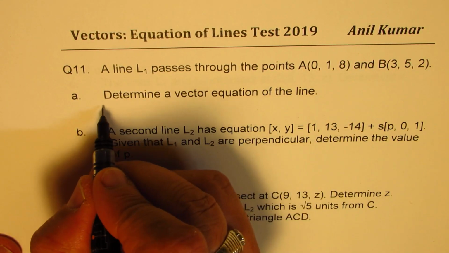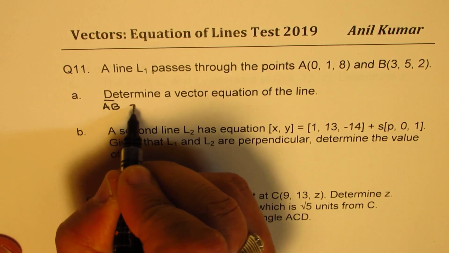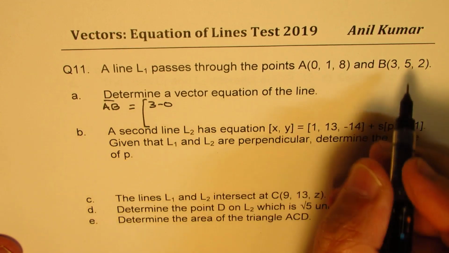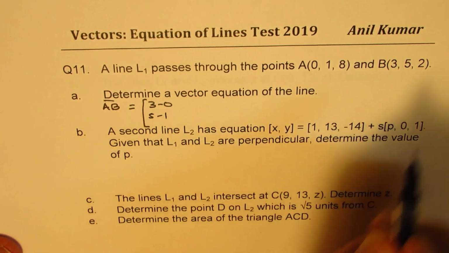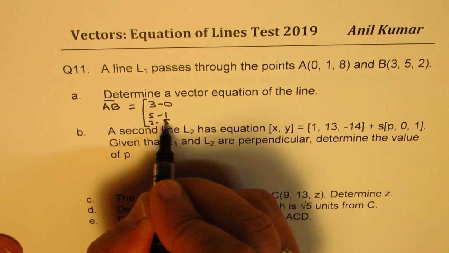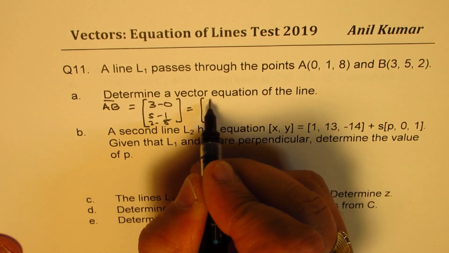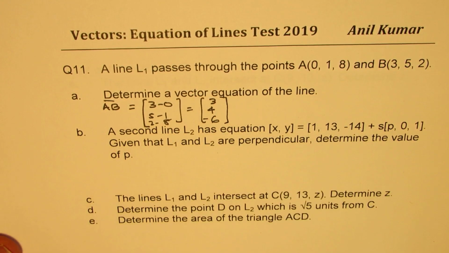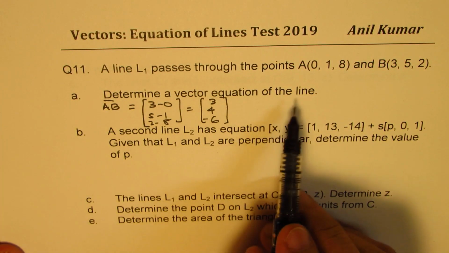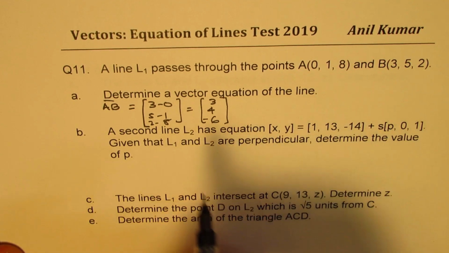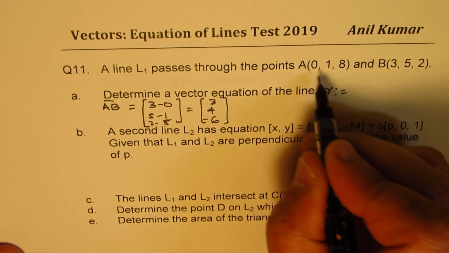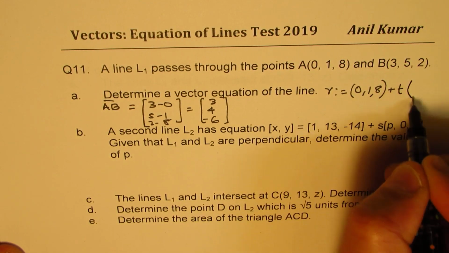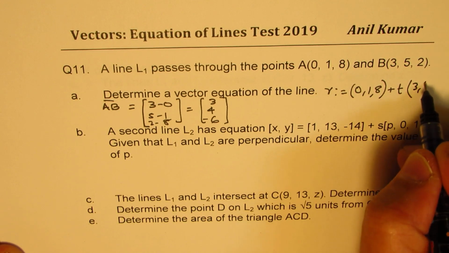So AB is equal to (3 minus 0, 5 minus 1, 2 minus 8), which is 3, 5 minus 1 is 4, 2 minus 8 is minus 6. So that is the direction AB, and therefore the line r could be written as, taking the point (0, 1, 8), plus t times this vector (3, 4, minus 6).